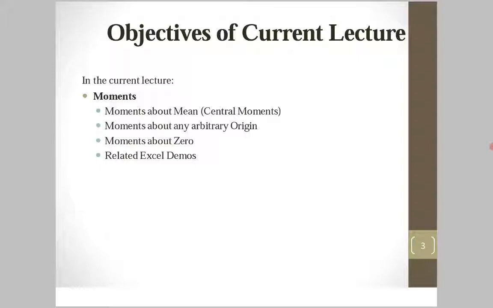We are calculating the movements towards the mean, the center point of the data, so it is called central movements. The second one is movements about any arbitrary origin. The third one is movements about zero, and the fourth one is related to Excel. So we start with the definition of movements and the different types of movements in statistics.